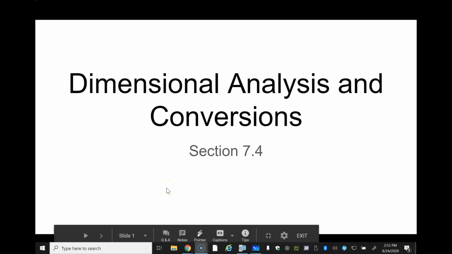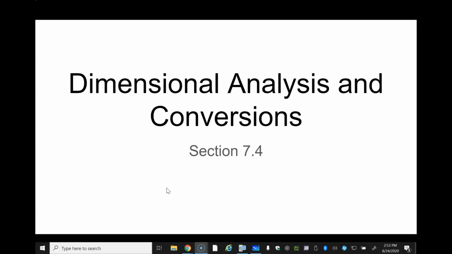All right, so now we're going to section 7.4. This is going to be a little bit more additional material on top of conversions. And this time I'm actually going to board it, so you can see some of the conversions and how to do the cross method.